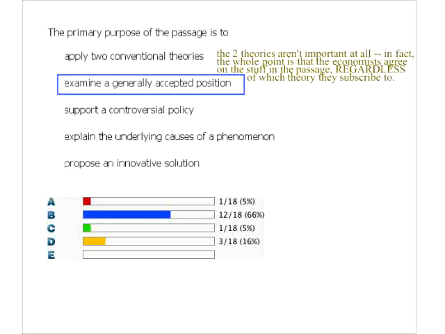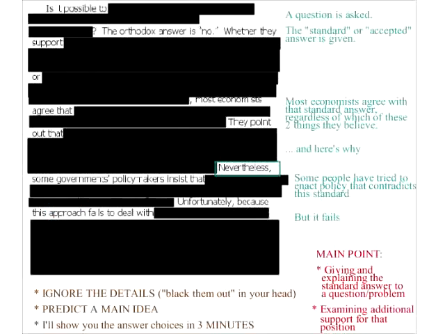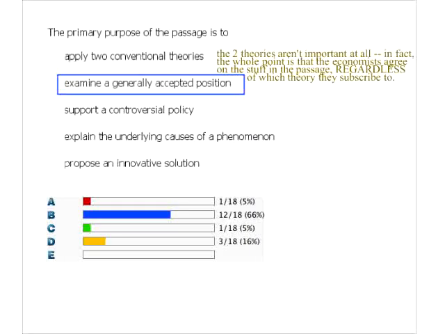Support a controversial policy? No way. Because here's your controversial policy, and they say it fails because it fails to deal with so-and-so. So they introduce a controversial policy, and then they're like, that doesn't work, and here's why it doesn't work. So quite the opposite of what it says here. The passage gives reasons why the controversial policy will fail.